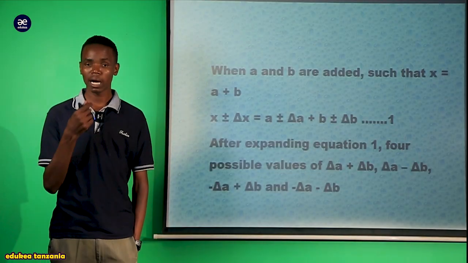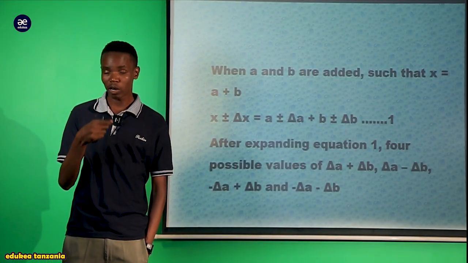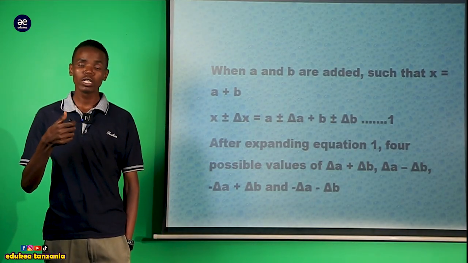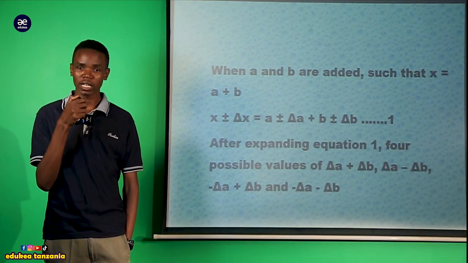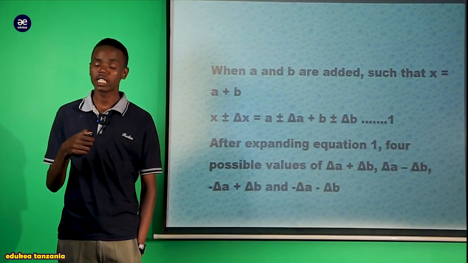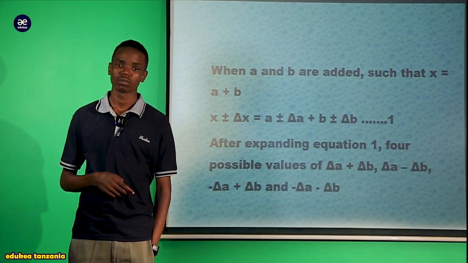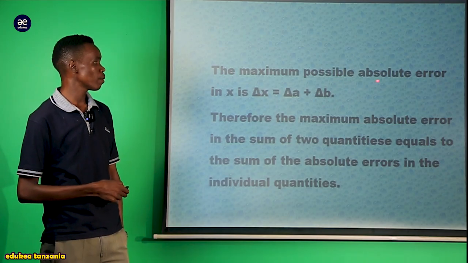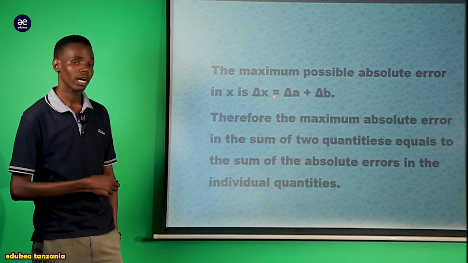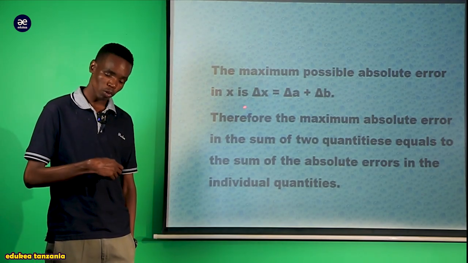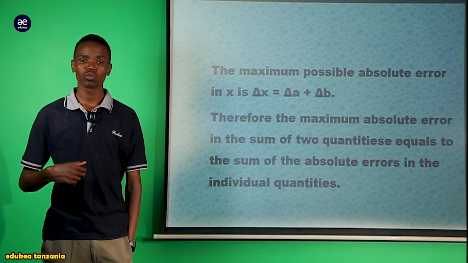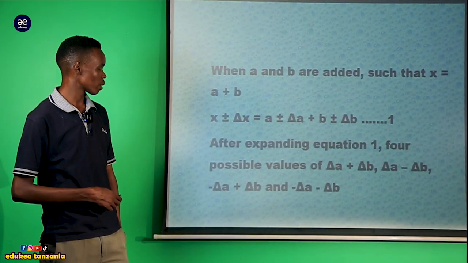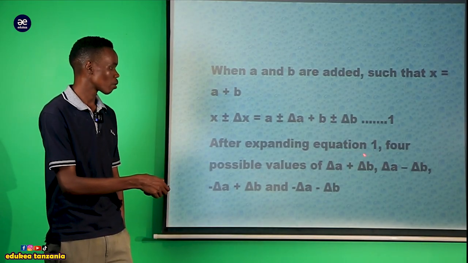Kwa ukikutana maswali kama haya, tunategemea kabisa kwamba namna ya kuyafanya utatakiwa ufanye hivyo. Kwa kila value ulionayo kwenye equation, kwenye hizo variable zako, you have to find its own value. It is absolute error. So the maximum possible absolute error will be the change of x, or the absolute of x, must be equal to the absolute of a plus the absolute of b. Kwa hapo ndo kitakuja kupatikana ile ambayo itakupatia maximum.